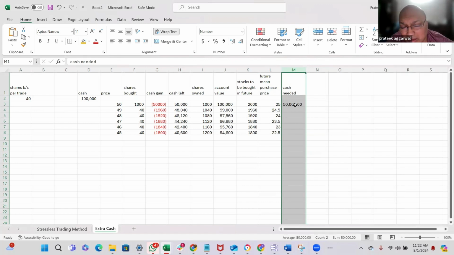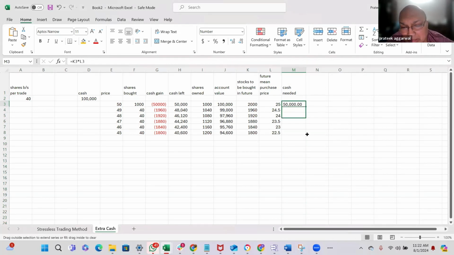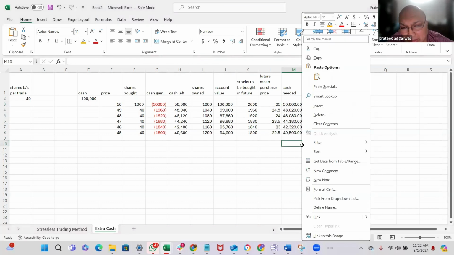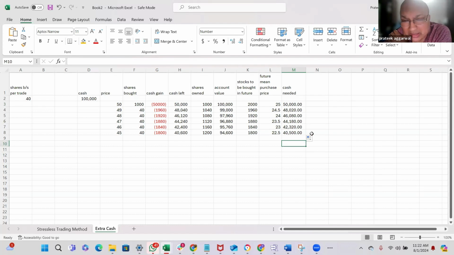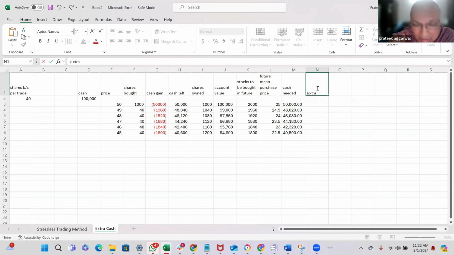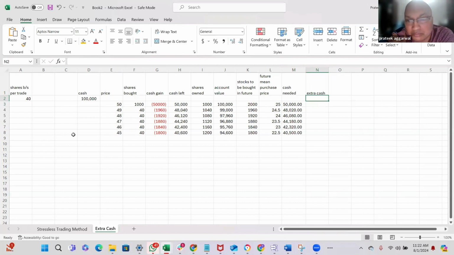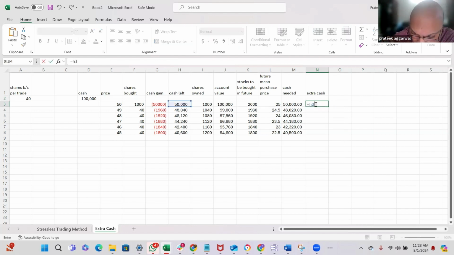Right? And now I can calculate my cash needed as the price drops just by taking a product of these two columns. So as you can see, my cash needed can be calculated very easily. Extra cash is the cash that is sitting in my account that I don't need to perform these trades. That extra cash is nothing but the difference between cash left in my account, which is column H, so that is just H3, minus the cash that I need, which is M3.